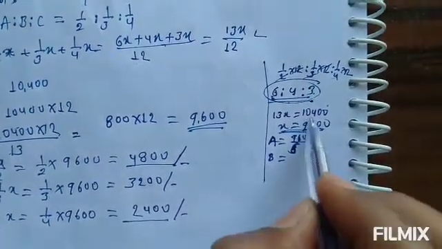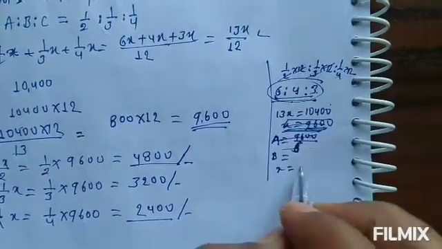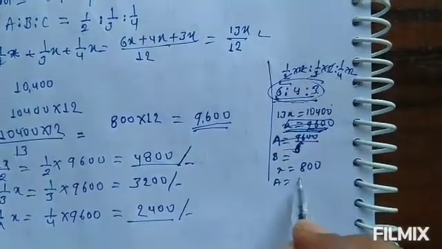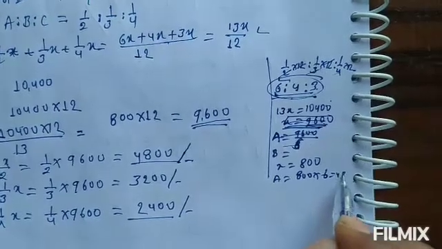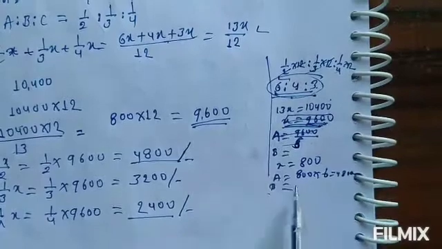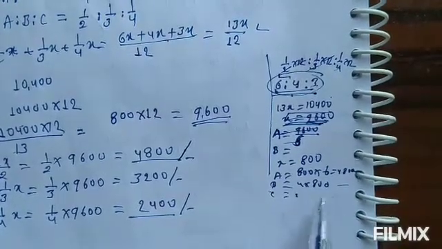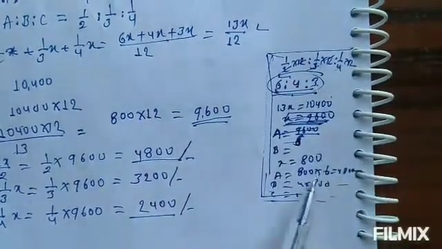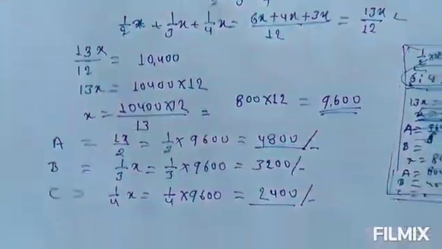It will not be 10,000, 9600; simply x will be 800. So the first part A equals 800 into 6, then 4800. Part B will be 4 into 800, 32. C is 3 into 800. This process you can also use. From these two processes, you can use any one process.